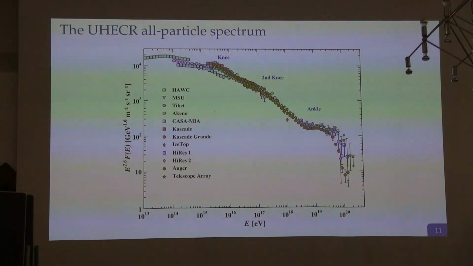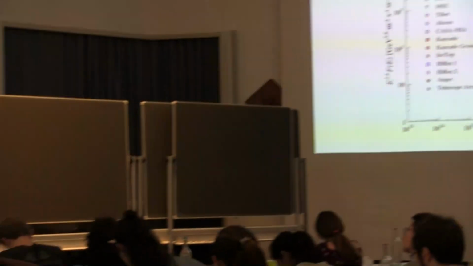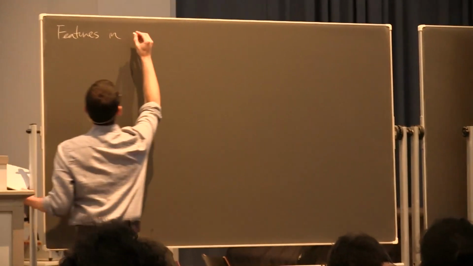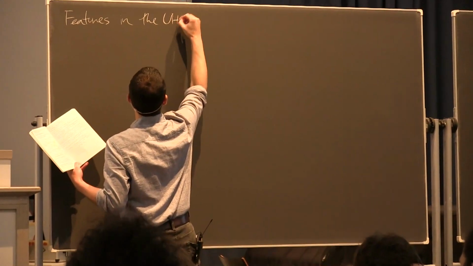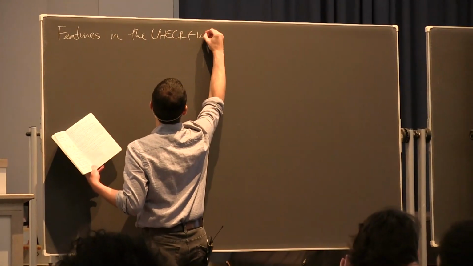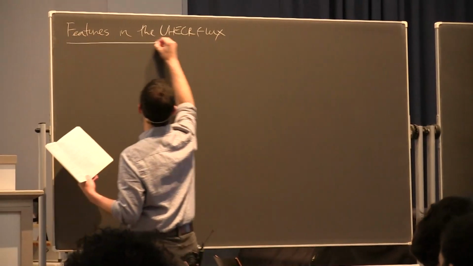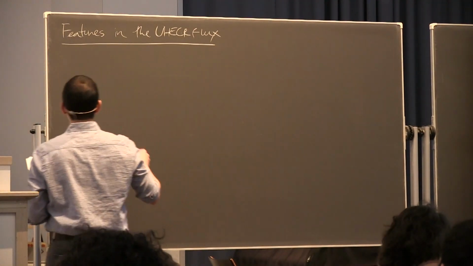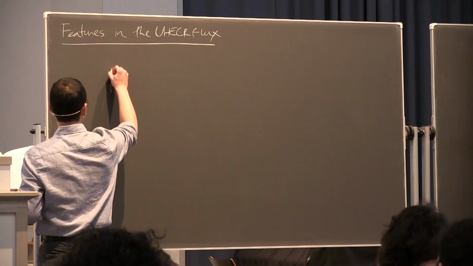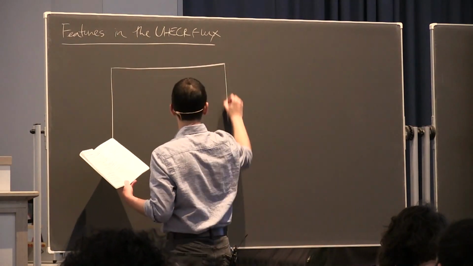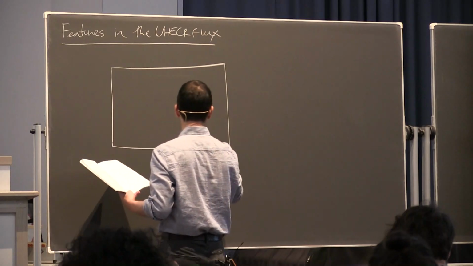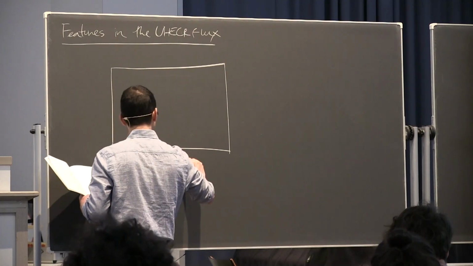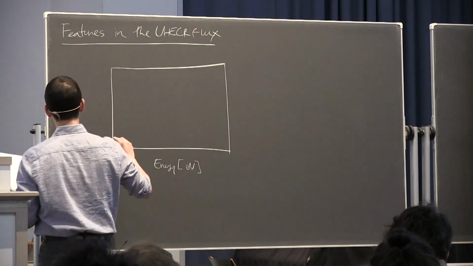Okay, so what I want to talk about is features in the ultra high energy cosmic ray flux. By features, I mean those kinks that you see there on top of the power law. So let's simplify that picture. Roughly, what you're seeing there is a power law, but with some extra features.